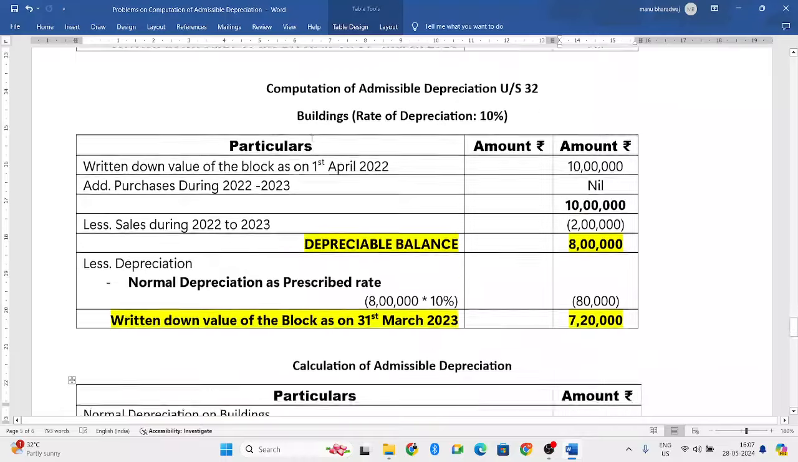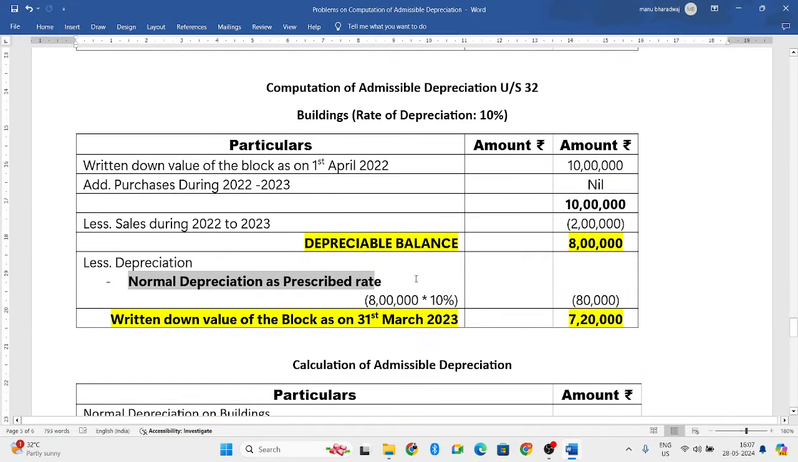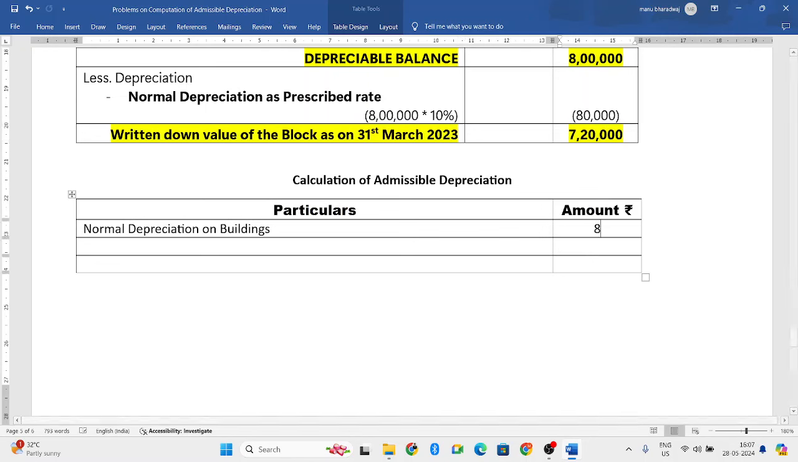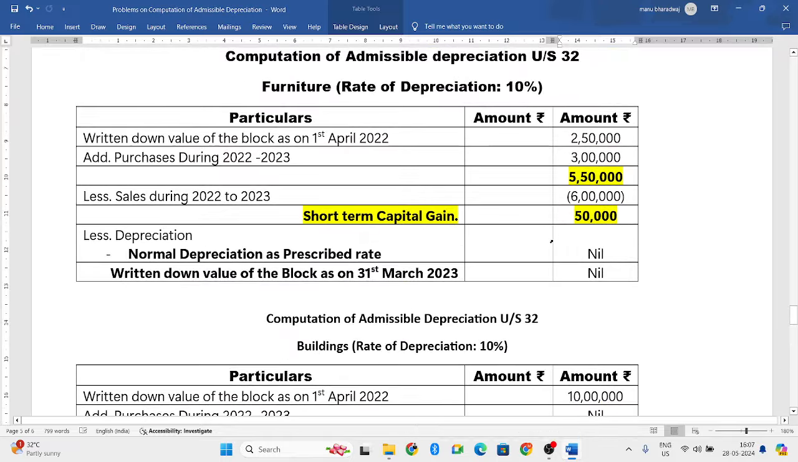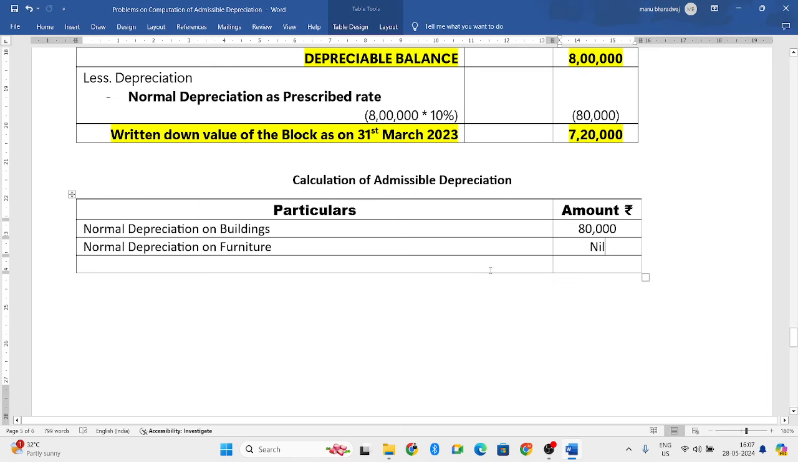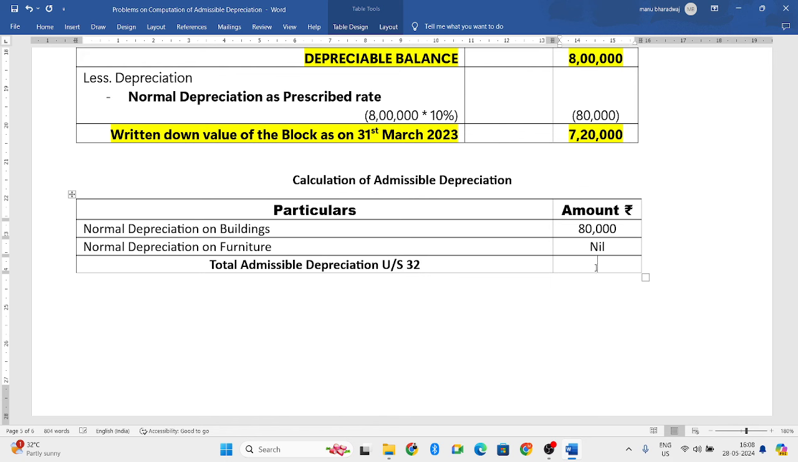So where is buildings? Buildings is here. So normal depreciation on buildings is 80,000 rupees. So we'll write 80,000. Next we have one more asset, that is furniture. Normal depreciation on furniture is nil because there is no depreciable balance. It is a short term capital gain, so we will not charge any sort of depreciation. Then we will get the total admissible depreciation under section 32, that is 80,000 rupees.